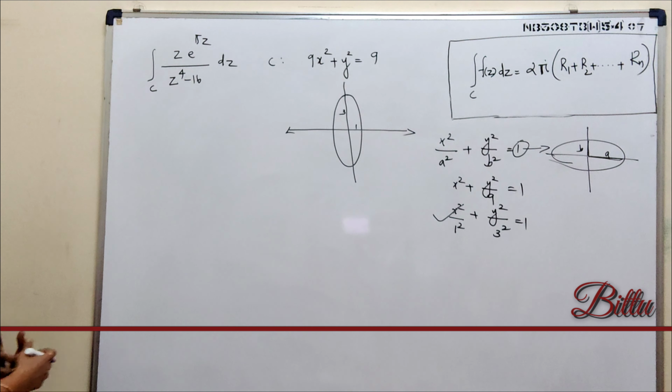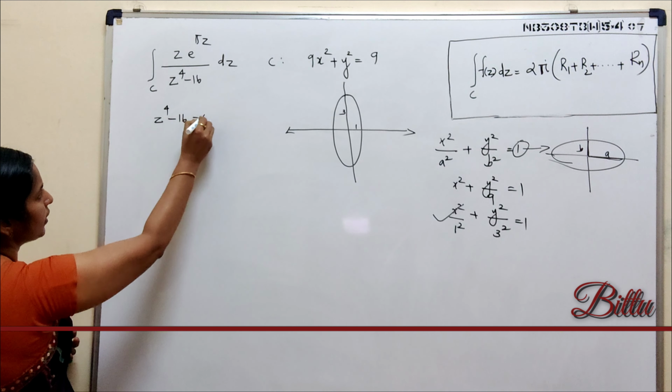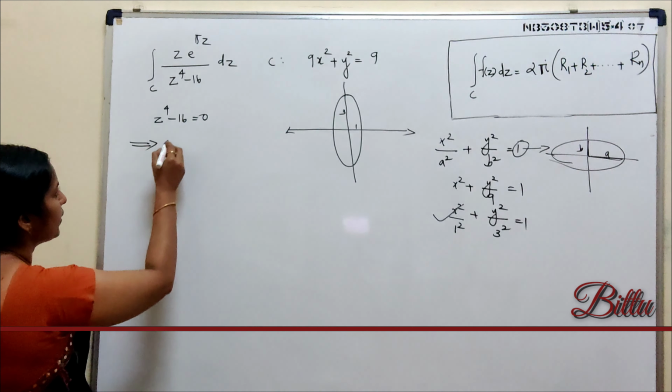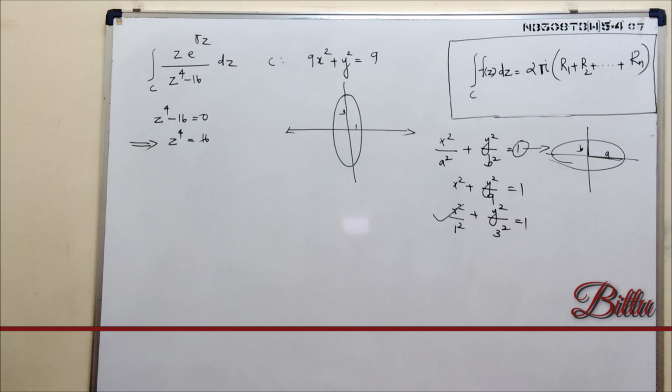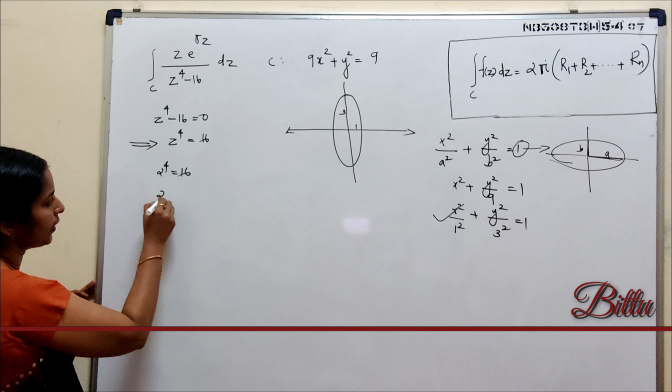Here you have to notice the singularities. So singularities are given by z raised to 4 minus 16 equal to 0. You solve this equation; such singularities are always poles. For solving this equation, you consider z raised to 4 equal to 16. Then you think which values of z have power 4 equal to 16. We know 2 raised to 4 is 16. So 2 is a solution.